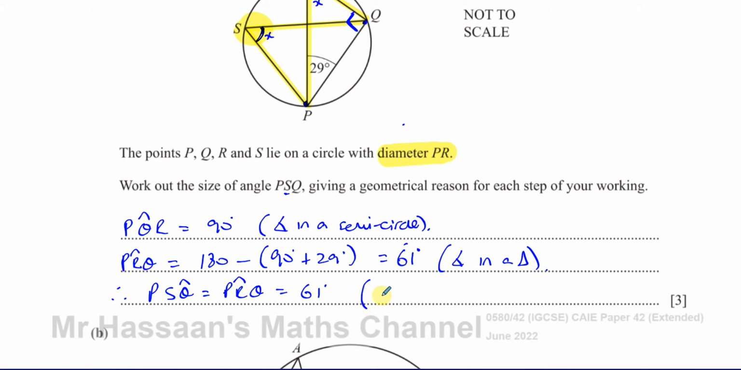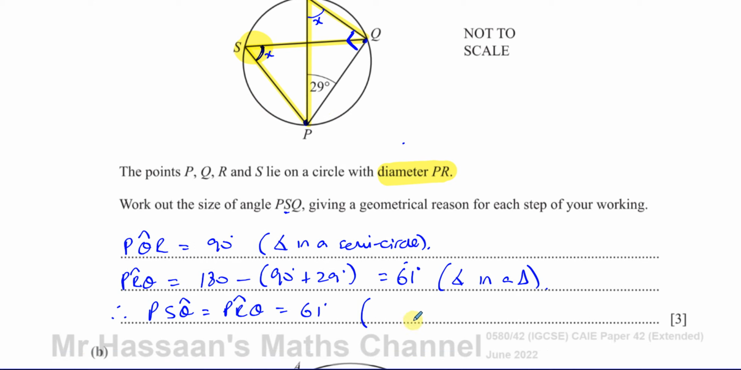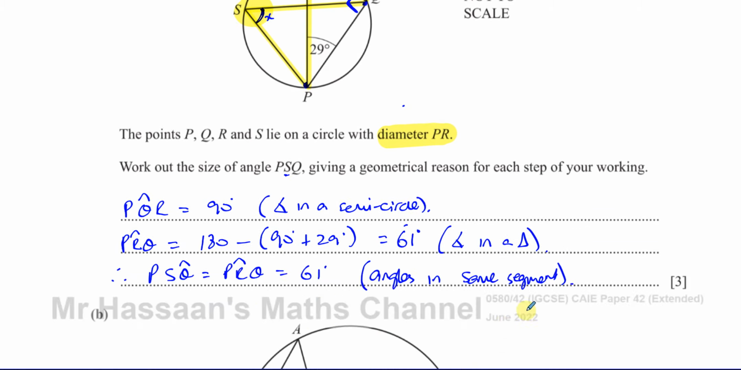Why? Because they are angles standing on the same arc, or you can say angles in the same segment. The angle standing on the same arc, in the same segment. That's how you normally would state that. And those are the three statements you need to get the marks on this question, with the reasons.